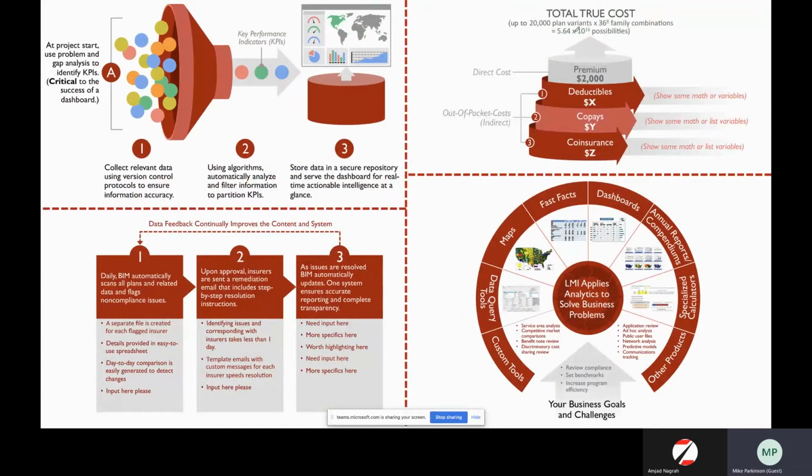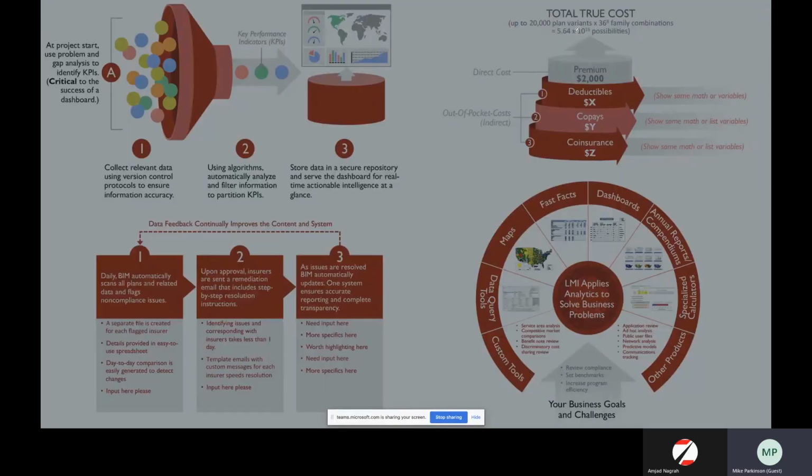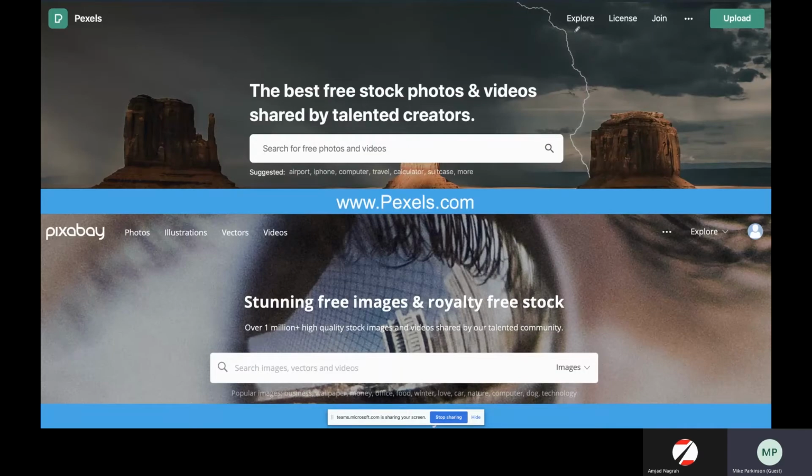So when you acquire your graphics, make sure they are stylistically consistent because consistency breeds trust. Alrighty. So my top 3 places to get free or low-cost graphics. Number 1 is going to be Pexels, and number 2 is going to be Pixabay. What do I mean by that?